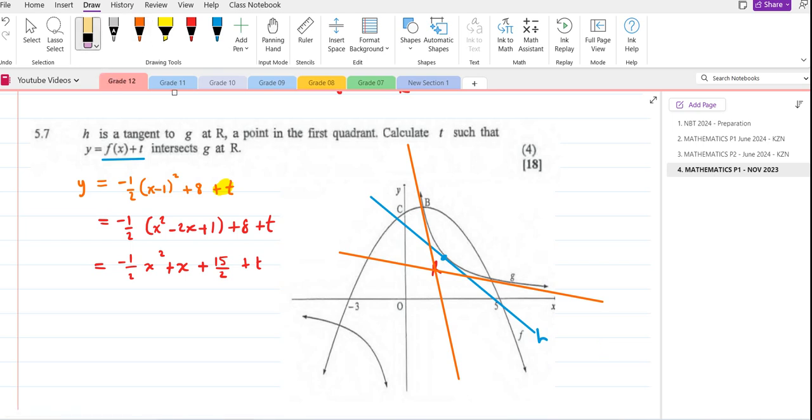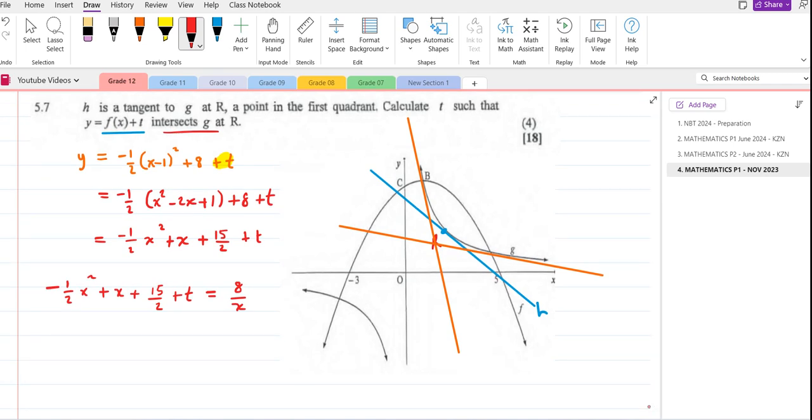Tangents to G. I think you have to go and find the points of intersection. Let's find intersects G at R. It also intersects G. So we're going to say minus half x squared plus x plus 15 over 2 plus t is equal to 8 over x, which is g of x. I'm trying to find the point of contact. Should we find the point of contact here?